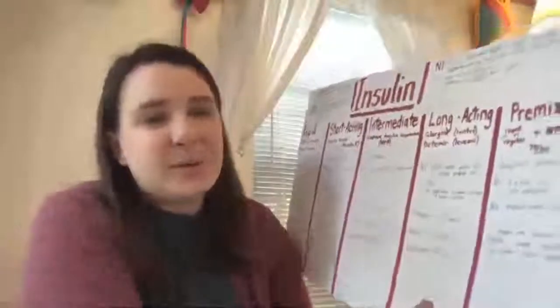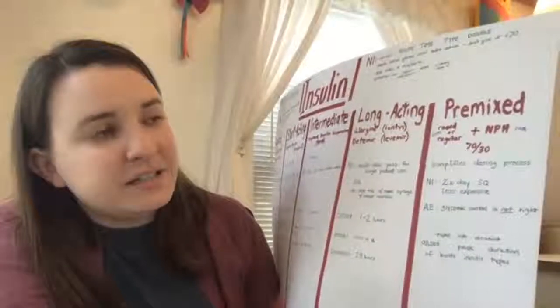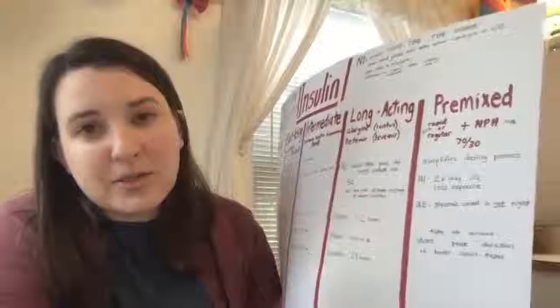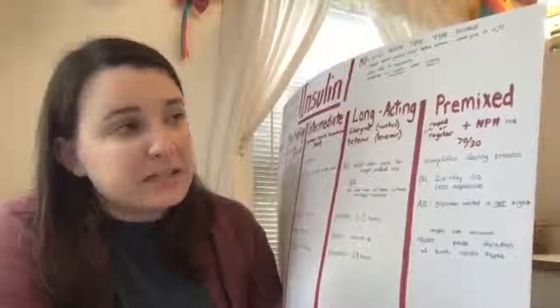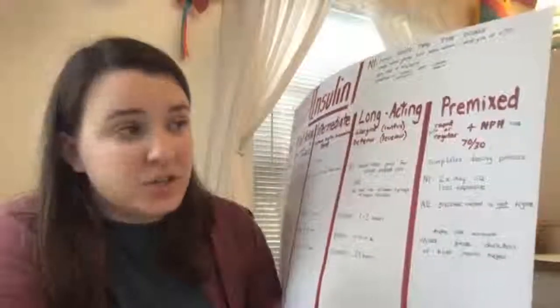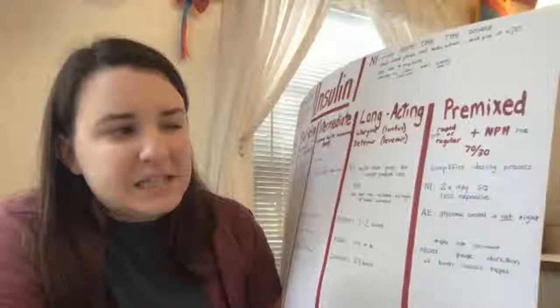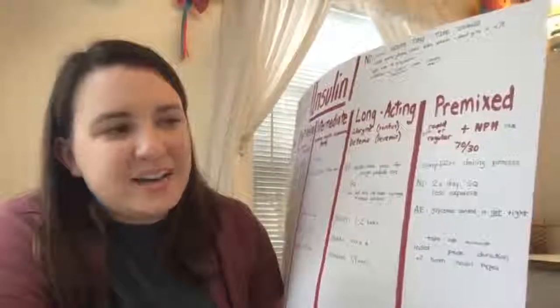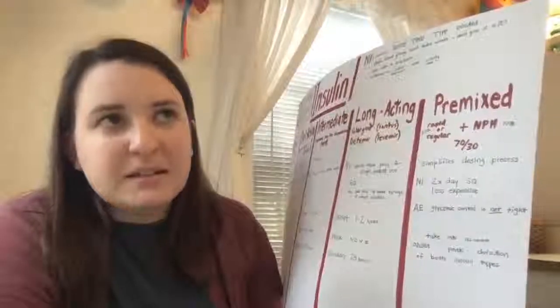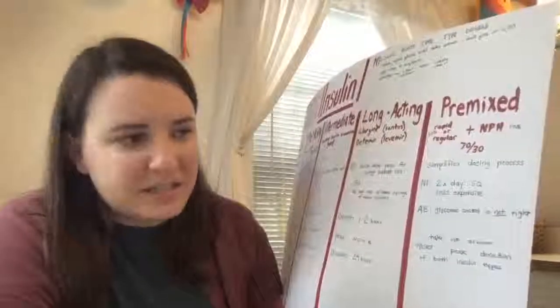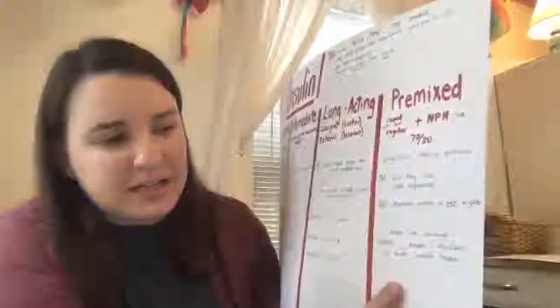The special little category over here are your premixed insulins. This includes a rapid or a regular insulin added to an NPH insulin. There's normally 30% rapid or regular insulin and then 70% NPH insulin. This simplifies the dosing process. This is less expensive and it's given 2 times a day SQ, but there is not a very tight level of glycemic control with this insulin. So since there are 2 different types of insulin in here, use.